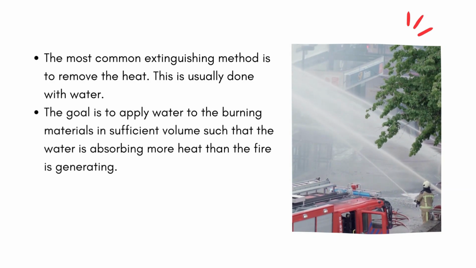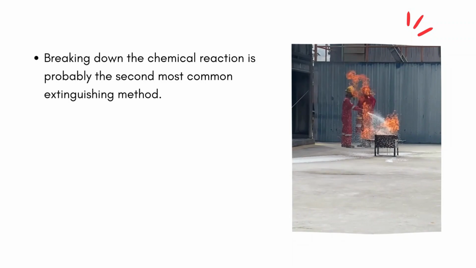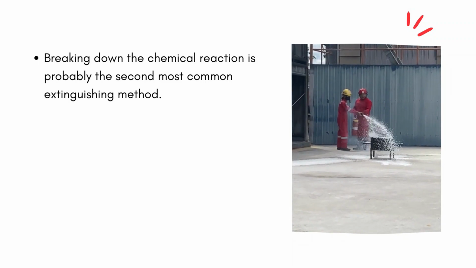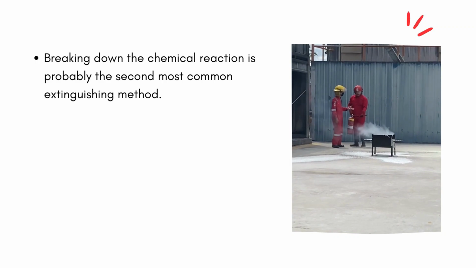The goal is to apply water to the burning materials in sufficient volume such that the water is absorbing more heat than the fire is generating. If this is done, the burning materials will be cooled enough to drop below their ignition temperature and the fire will go out. Breaking down the chemical reaction is probably the second most common extinguishing method.